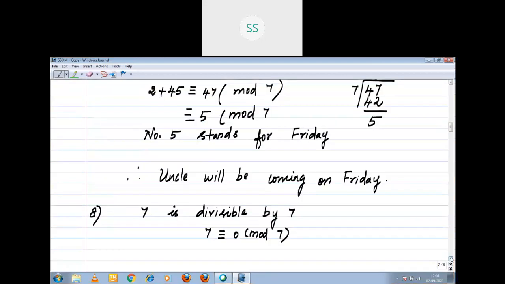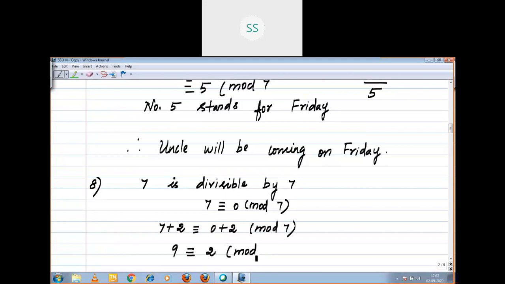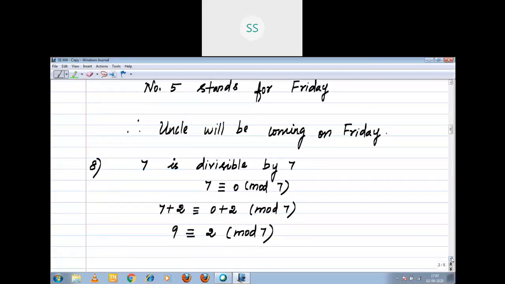From the given, I am going to collect the part, right? I need 9, so I added 2 on both the sides. What can I get, you see? 9 is congruent to 2 modulo 7. When you divide 9 by 7, the remainder is 2. Got it? I didn't disturb the format. At the same time, I am writing it conveniently.